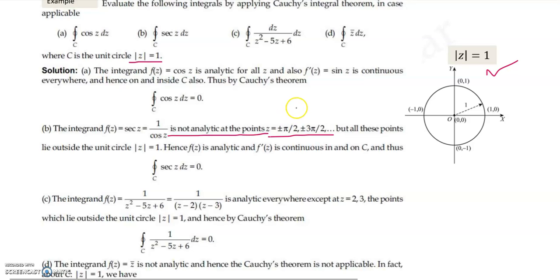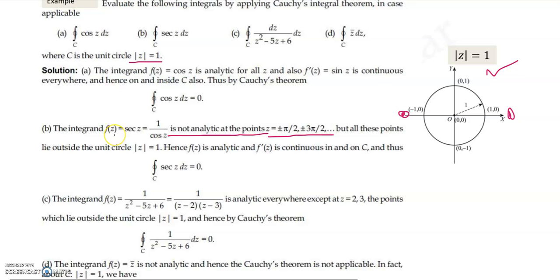Okay, now what is the given condition? Mod z equal to 1. But now, where are these points? See, z equal to pi over 2 and minus pi over 2. Pi over 2 is 1.5, which is nothing but maybe here, and minus 1.5 is here. So this is outside the circle, so no need to worry.